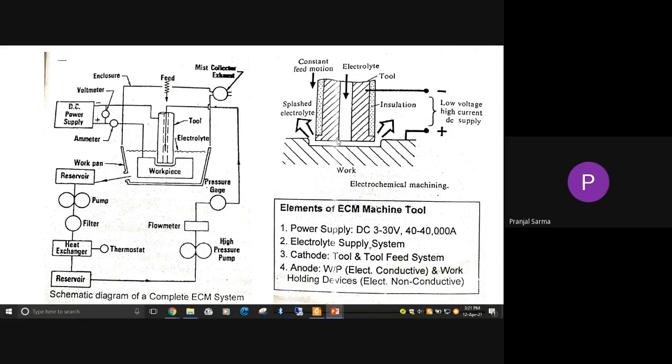Then after that, whatever electrolytic dissolution is taking place, from here the electrolyte will be splashed away, along with the debris etc. And we'll be giving constant feed motion to that particular tool, and the tool is negative, the workpiece is positive. That means the workpiece is anode, the tool is cathode.